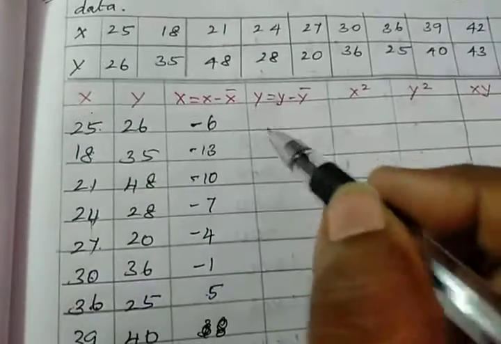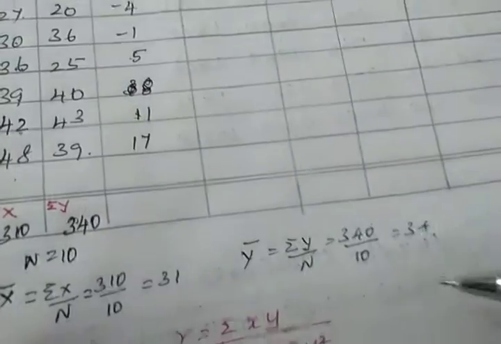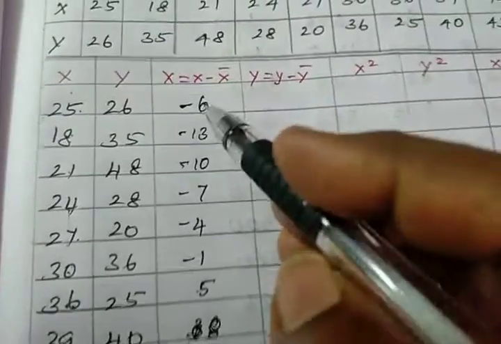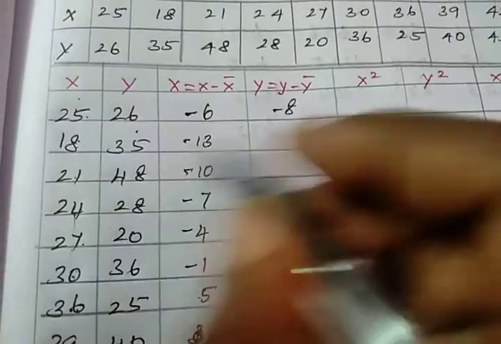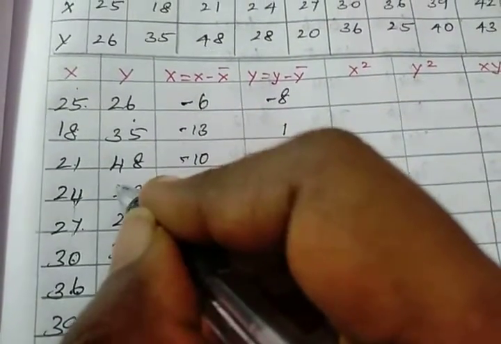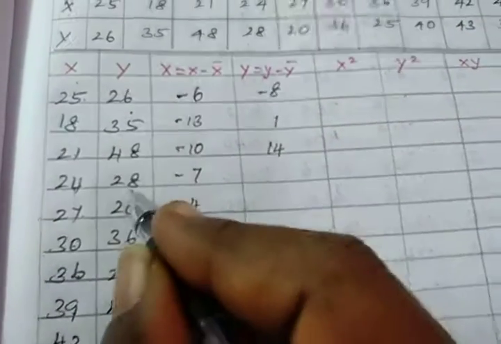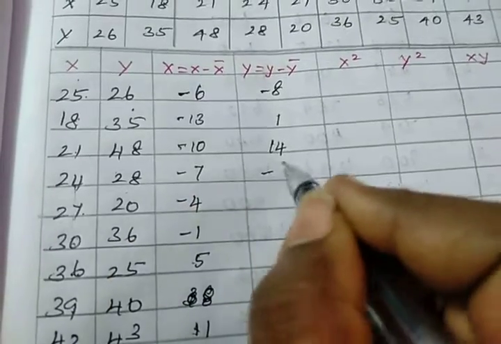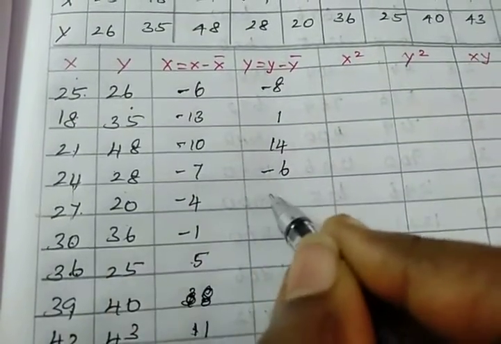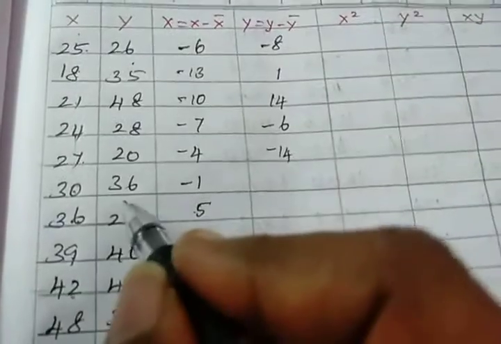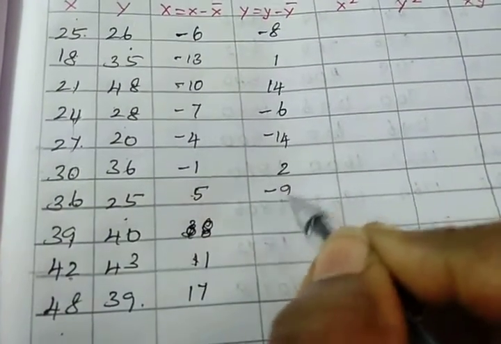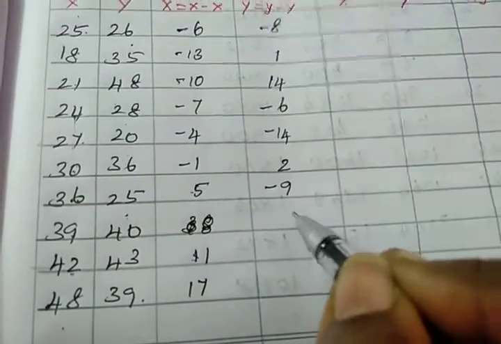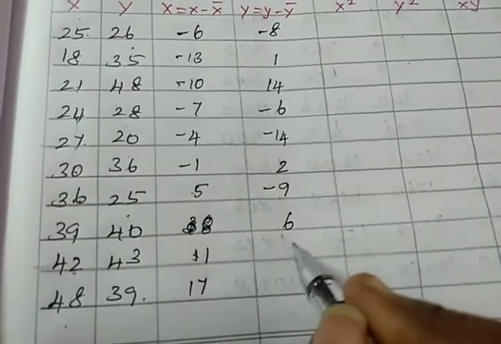Now the next column, y is equal to y minus y bar. So y bar we have got as 34. 26 minus 34, minus 8. 35 minus 34, 1. 48 minus 34, 14. 28 minus 34, minus 6. 20 minus 34, minus 14. 36 minus 34, 2. 25 minus 34, minus 9. 40 minus 34, 6. 43 minus 34, 9. 39 minus 34, it is 5.